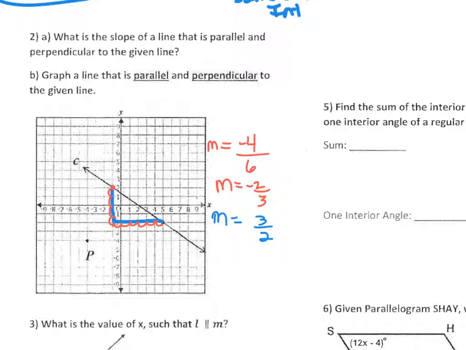So for question number 2, in order to find the slope, we're going to do rise over run. So we're going down and we're going over. So we know it's going to be a negative slope. So the slope is negative 2 over 3. And so the slope perpendicular is going to be 3 over 2.